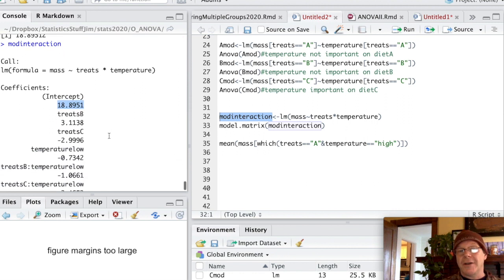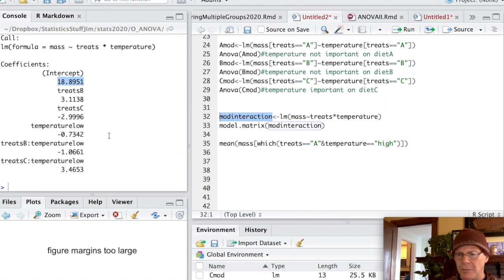And so just by looking at these parameters, we should be able to interpret enough to have some expectation. So if I'm at a high temperature and I'm on treatment B, I expect to weigh 3.1138 more than 18.8951.